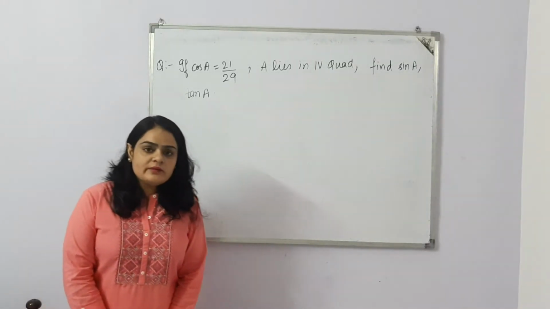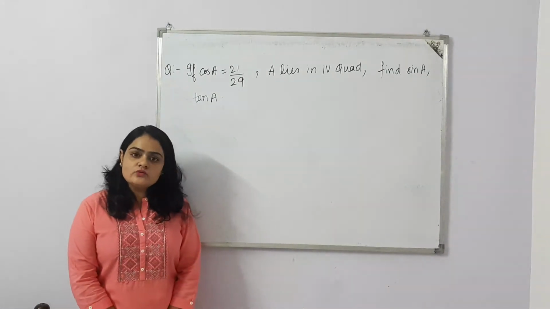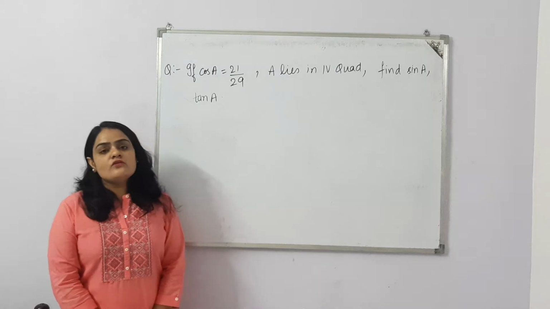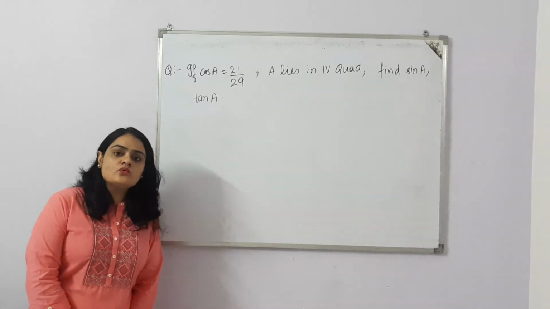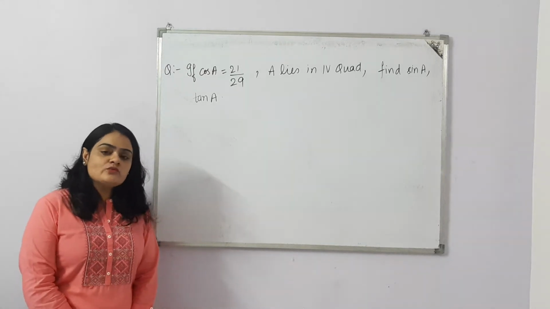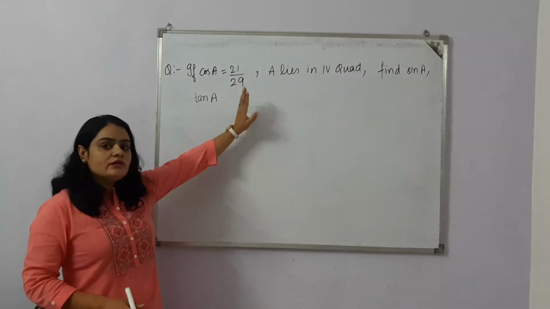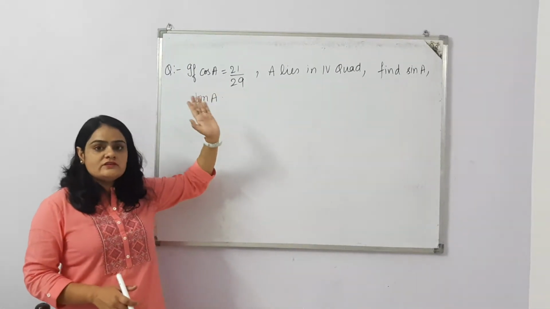We are doing trigonometry, and in the previous lecture we learned about the fourth quadrant and the placement of all six trigonometric ratios in the quadrants. Which trigonometric ratio is positive in which quadrant, we learned in the previous video. So now let's do some questions based on these quadrants.